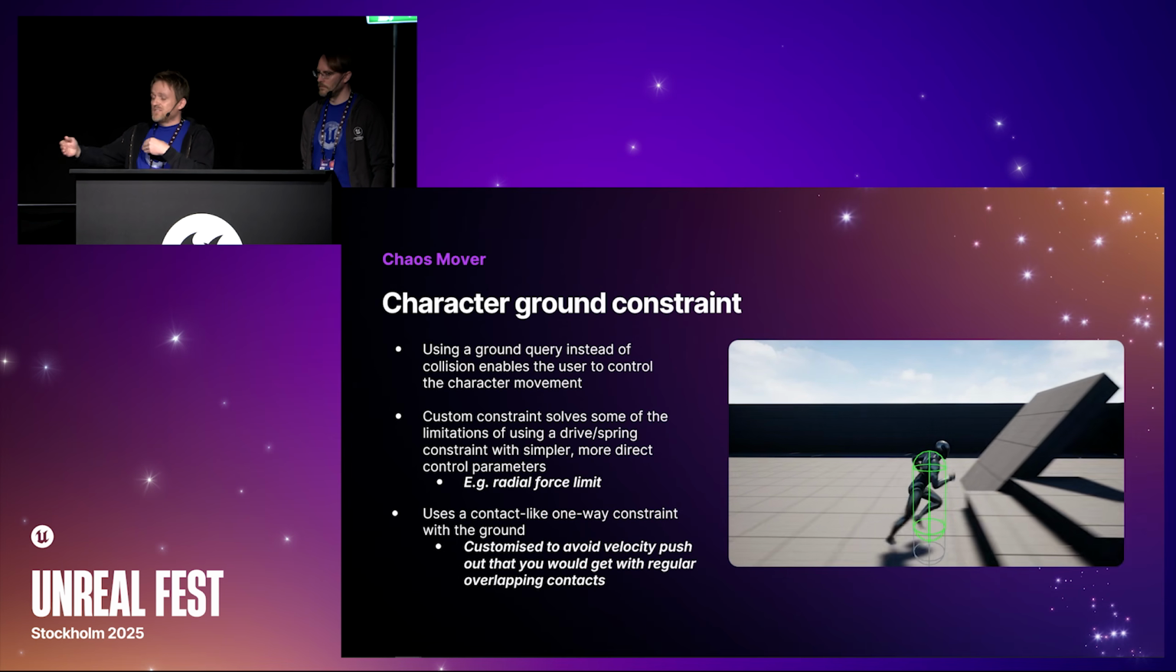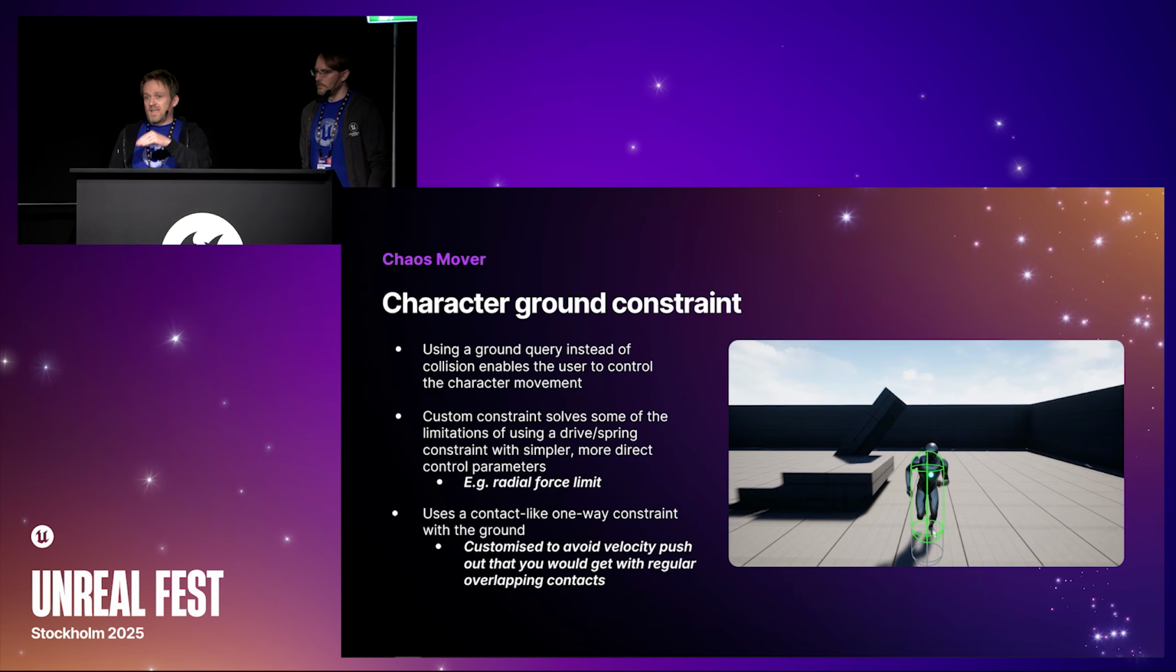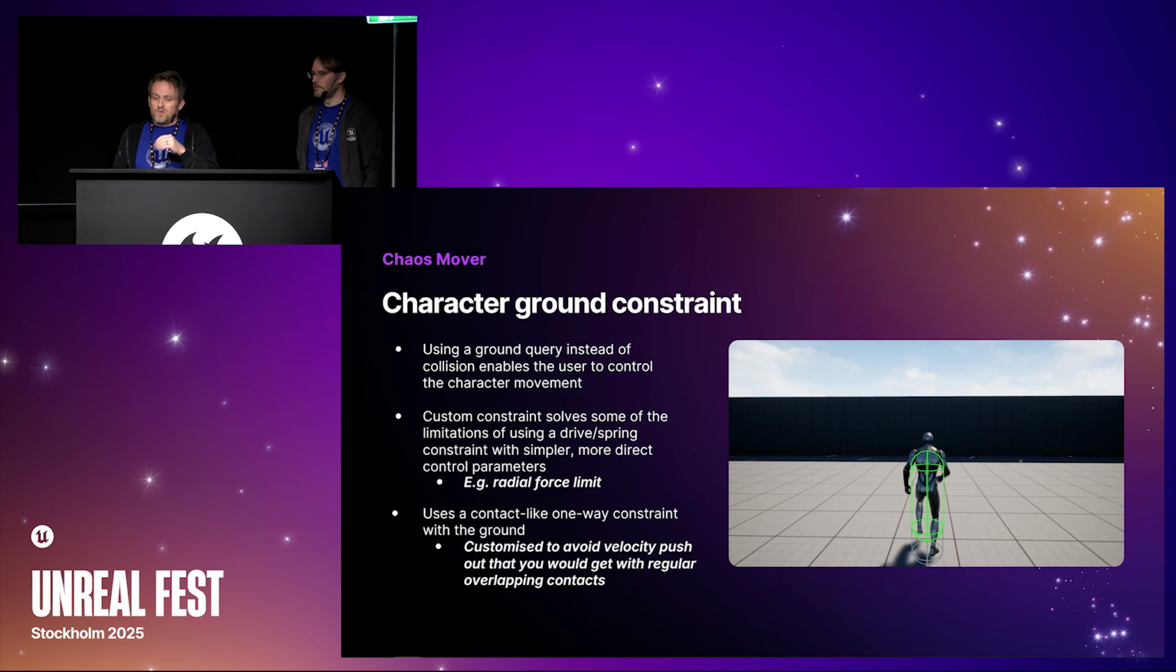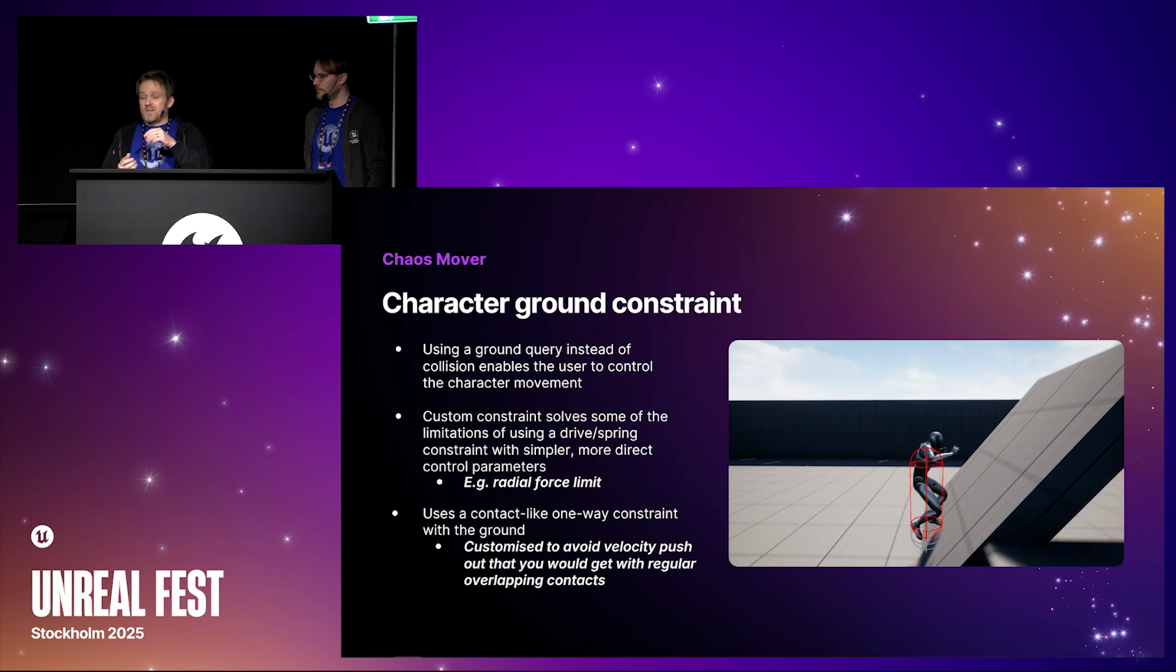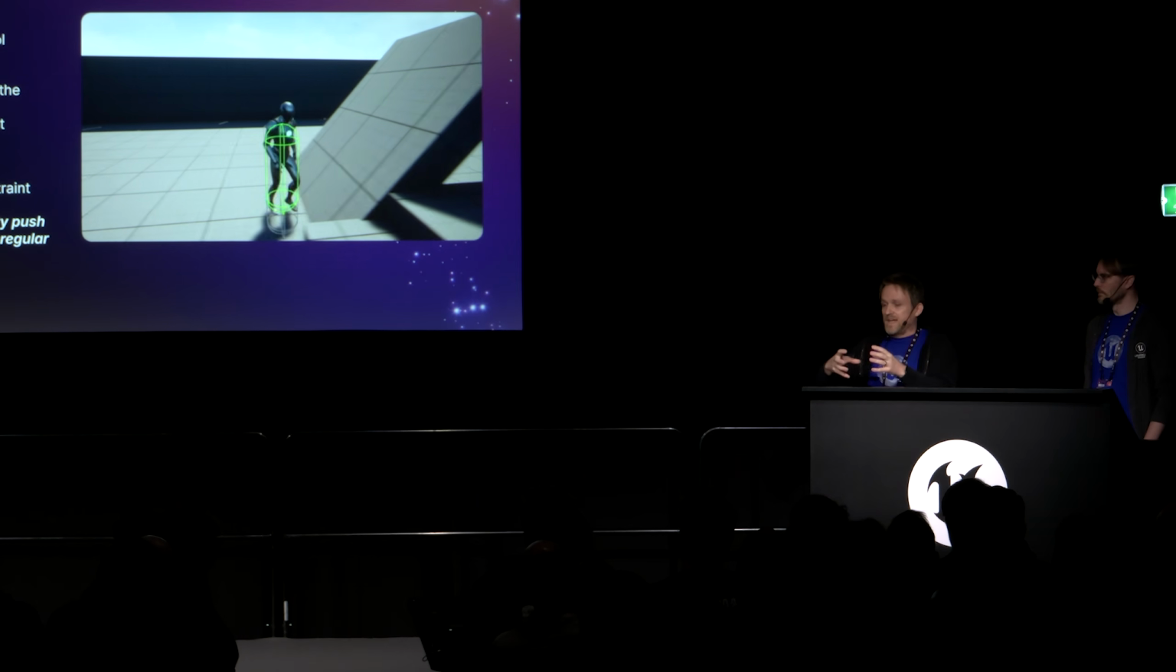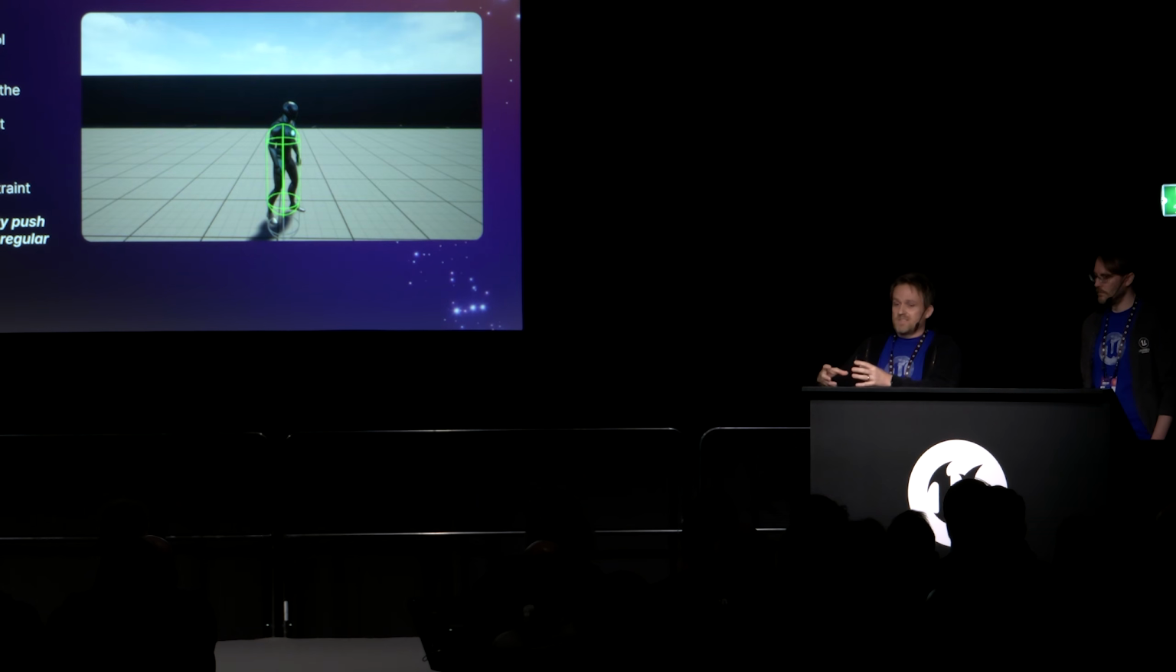And it also splits the constraint between the movement constraint and the holding the character up constraint. So holding the character up constraint is a one-way constraint rather than just an overall transform constraint where we're using a spring to hold the character where it is.